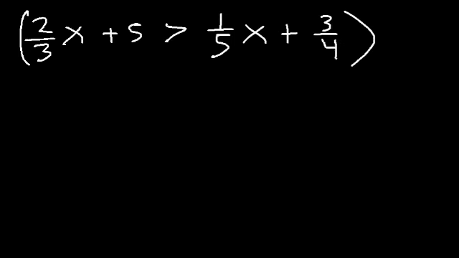3 times 5 is 15. 15 times 4 is 60. Or you can do 4 times 5, which is 20. 20 times 3 is also 60. So let's multiply everything by 60.